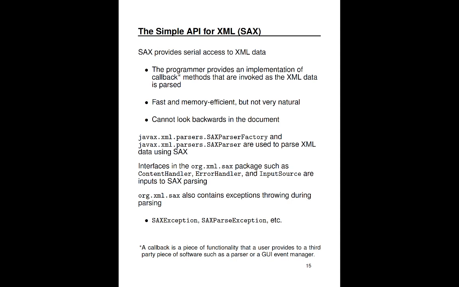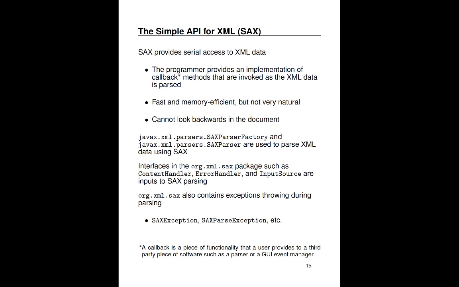Let's talk about the Simple API for XML. SAX provides what's called serial access to XML data. How you as a programmer interact with this API is that you provide an implementation of what are called callback methods that are invoked as the XML data is parsed. Now, callback methods are something that you see a lot in computer programming, and we'll see it again when we talk about user interface development. They're basically a piece of functionality that a user provides to a third-party API or piece of software that then is invoked by that black box.